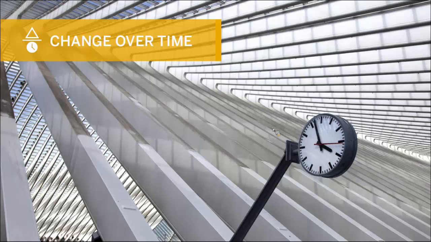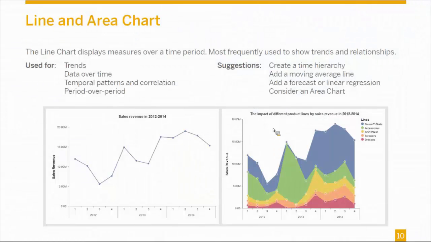So let's just start with the first topic, change over time. If the intent is to show and share with your audience how your data changed over time, the line and the area chart are very good chart types to convey the message. A line chart displays a measure over time, as we can see here. Here we can see the sales revenue and how it changed between 2012 and 14. It's also used to identify temporal pattern correlations between different time series, as well as to show period over period.